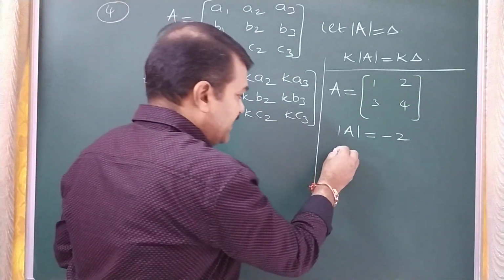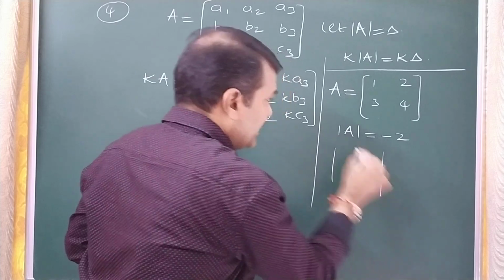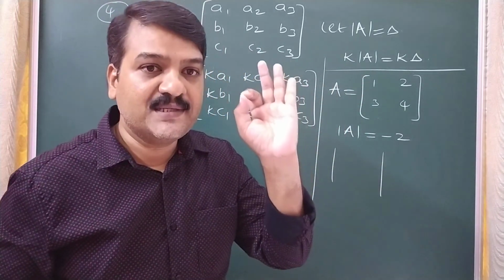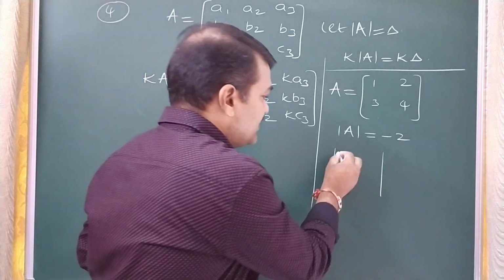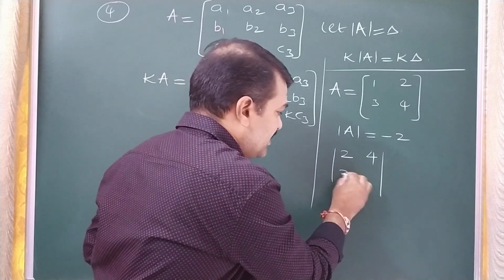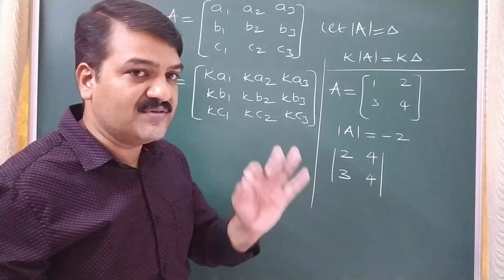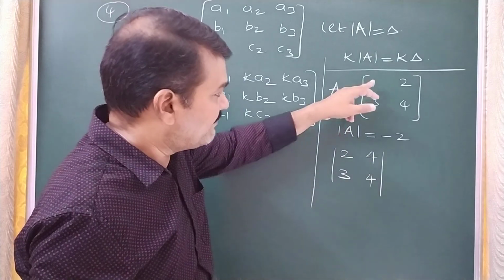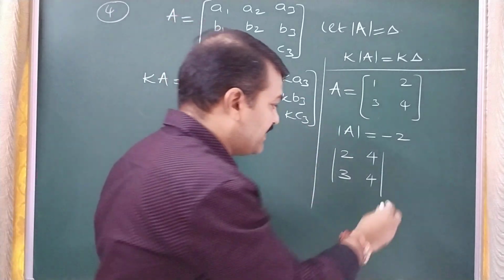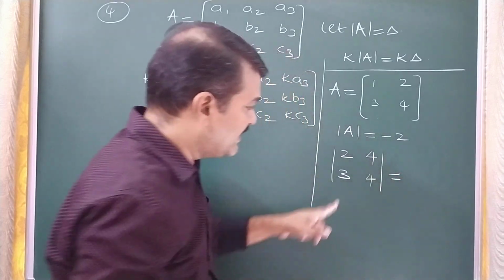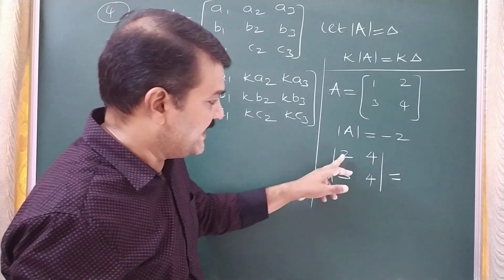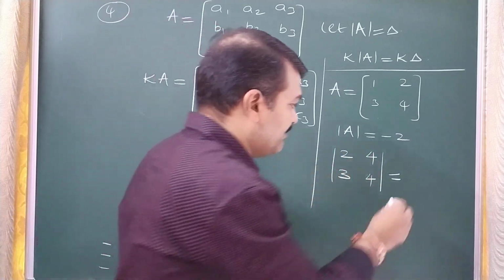Okay. So what I will do is, if I multiply the first row with a constant 2, first row is multiplied with a constant 2, remaining nothing I am changing. You have to see carefully that the first row is multiplied with a constant 2. Now you find the determinant. Determinant is 6 minus 12. Okay, sorry, 8. So 8 minus 12 means minus 4.